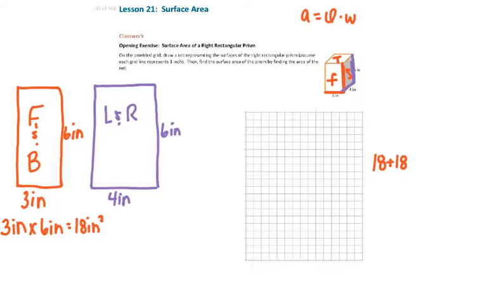So I'm going to find the area of the left and right sides of my box, keeping in mind that I'm actually going to need 2 of those areas because I've got 2 sides that I'm looking at. So for the left and right sides, I've got 4 inches times 6 inches, because remember, this is a rectangle and we simply multiply length times width, which equals 24 inches squared. This time I'm not going to forget my squared.